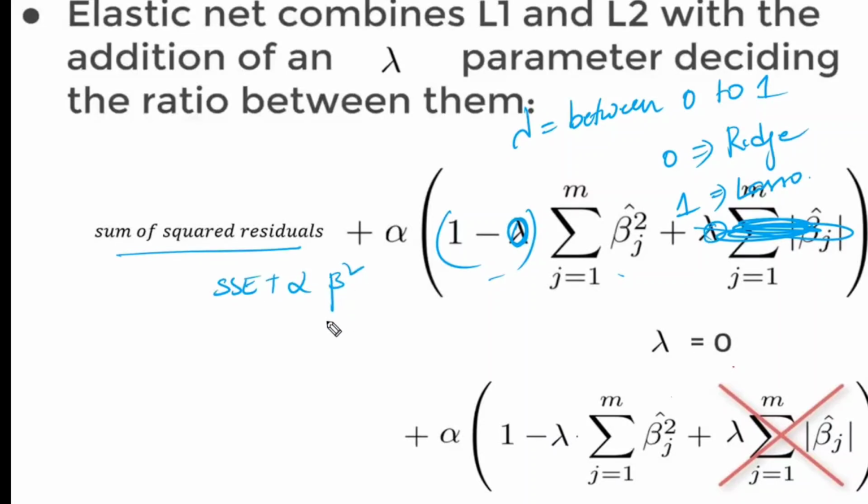What is the meaning of this one? Which is nothing but ridge regression. If lambda is equal to 0, this is nothing but ridge regression. If lambda is equal to 1, it is nothing but lasso regression. Lambda value should be between 0 and 1.